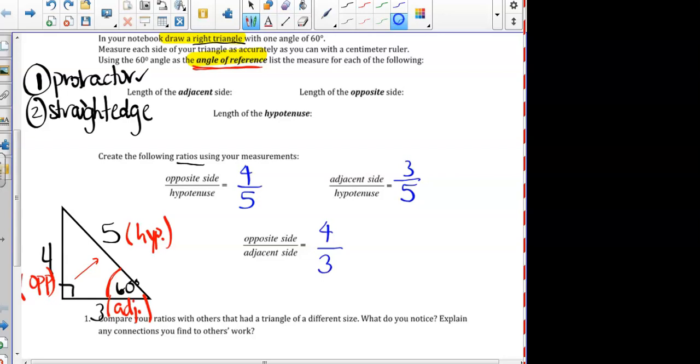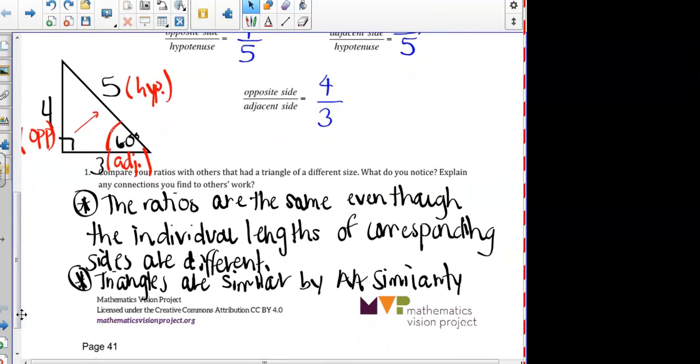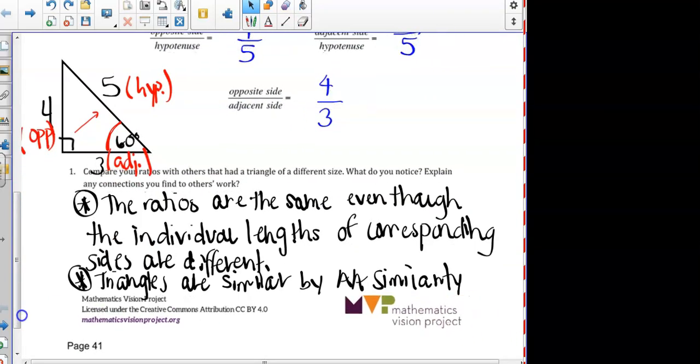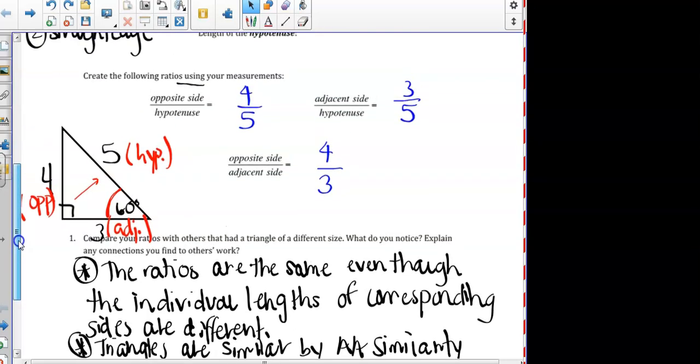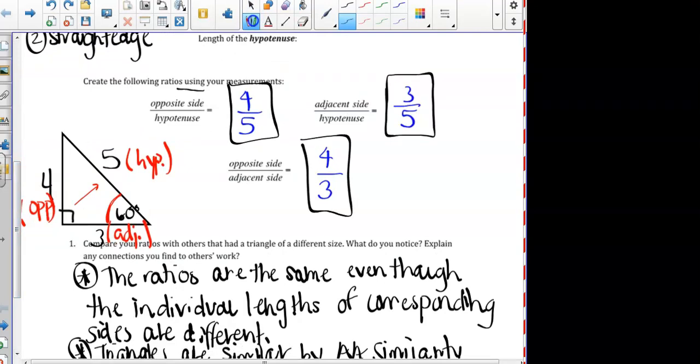So we will be doing this a lot more throughout this investigation. We're going to be writing ratios based on right triangles. Then we were asked to compare our ratios with others in class that had a triangle of a different size. So we did go around and we looked at each team's triangles and each pair of partners. And we did notice that all of these ratios that we came up with when we measured those lengths, as long as one angle was a right angle and one angle was a 60-degree angle, ended up being the same when we divided them.